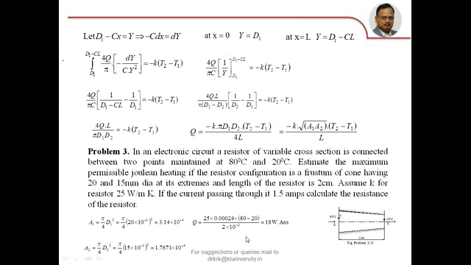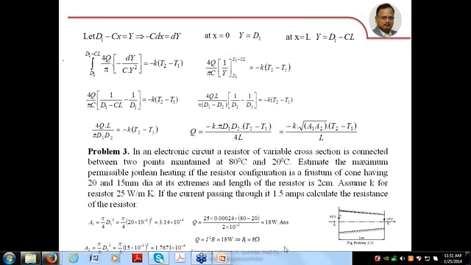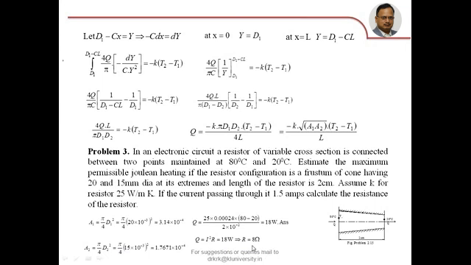And this Q is also equal to I square R, where I is given as 1.5 amps. So that leads to resistance of 8 ohms. So the resistance of the resistor is 8 ohms. This is what is required here for a variable cross-sectional area.